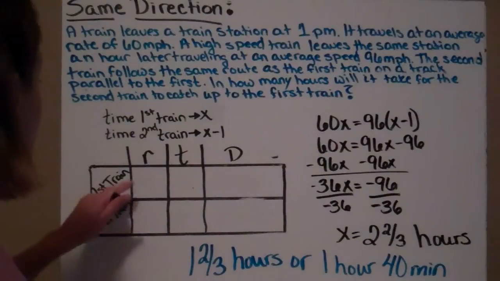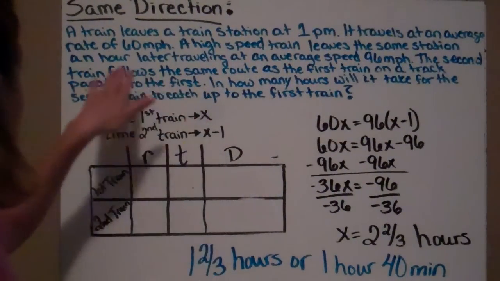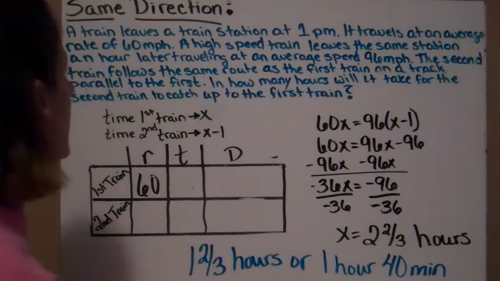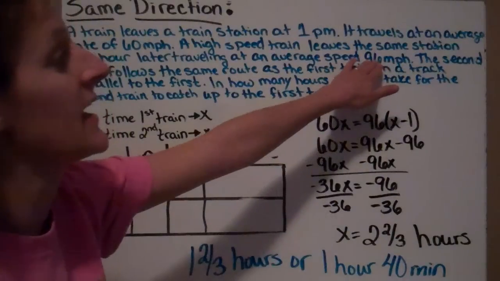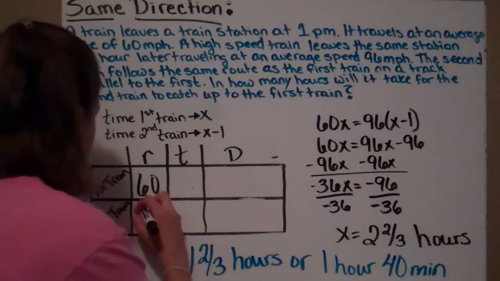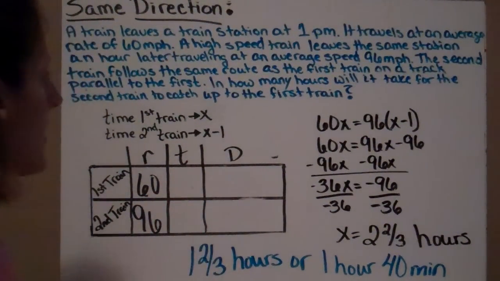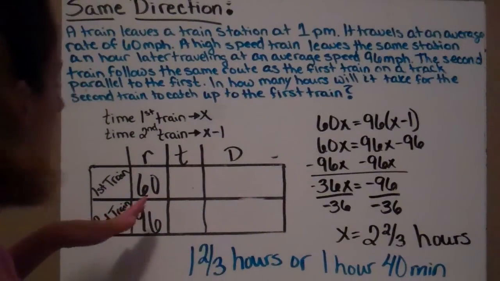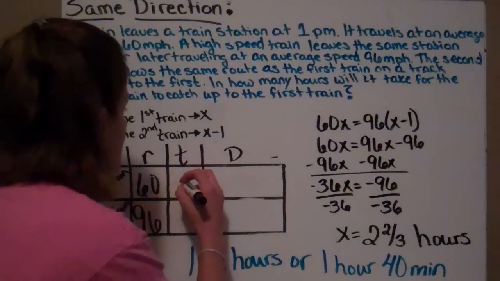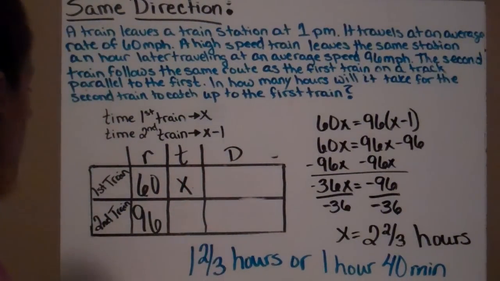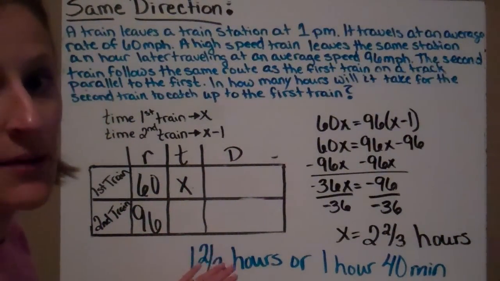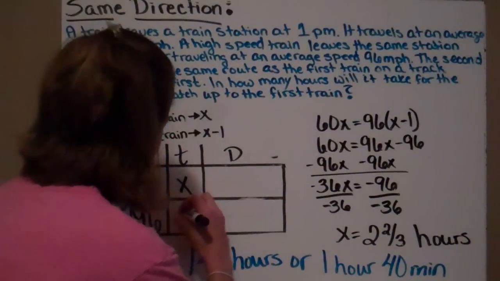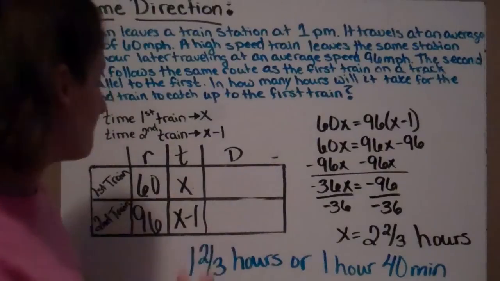So, our first train was traveling at an average rate of 60 miles per hour. Okay, our second train was traveling at 96 miles per hour. Alright, now our time. We're going to set our time, which we don't know, for the first train. We're going to say that's x. Okay? Then our second train, its time is an hour less than the first train's time. So it's going to be x minus 1.